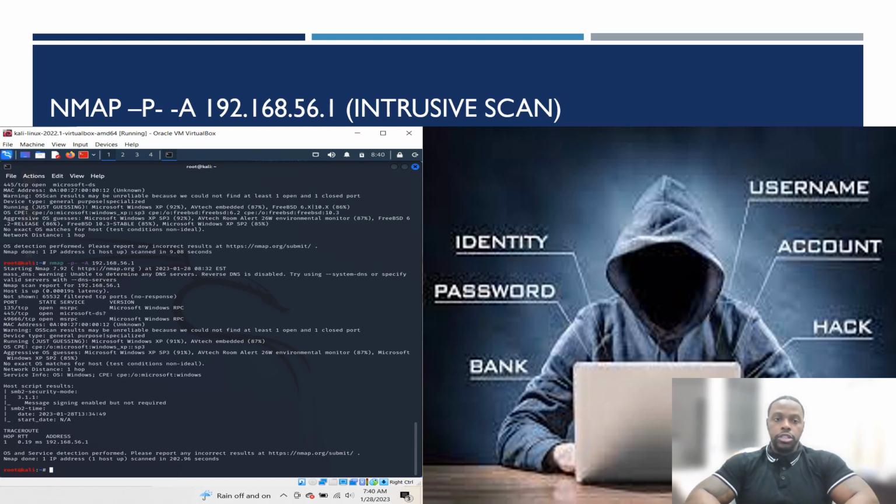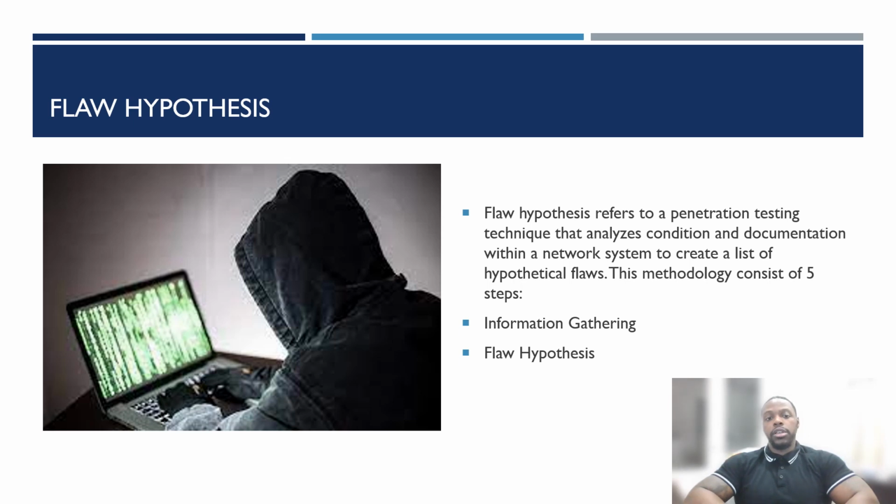Next, I did a full intrusive scan. The command I used was nmap -p- -A 192.168.56.1. This was an intrusive scan. That .1 again is my Kioptrix machine, and it revealed additional vulnerabilities. Again, the same ports that were open, also my 3.1.1 for my security modes and my host scripts results as well. Just additional vulnerabilities that can be exploited by cyber actors and testers.